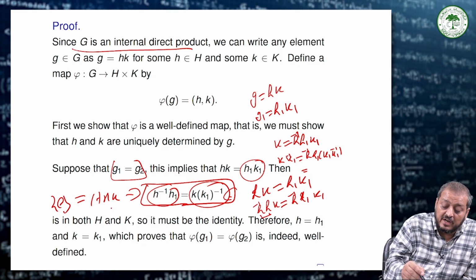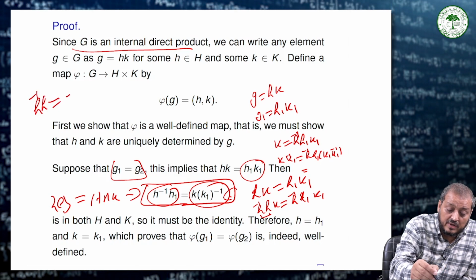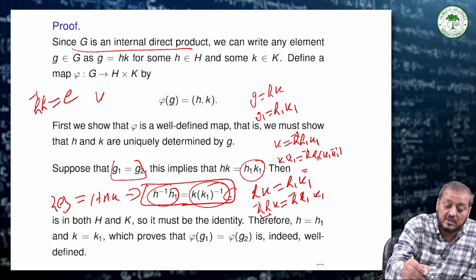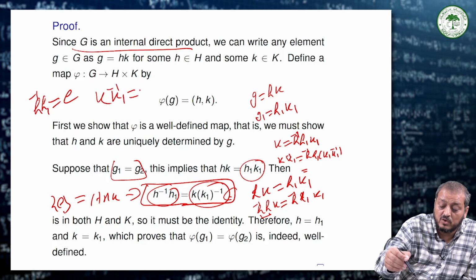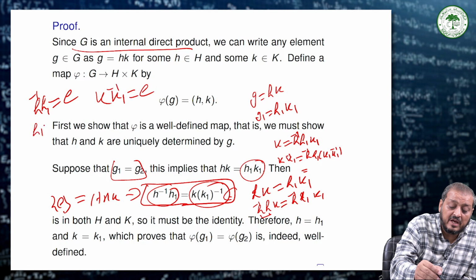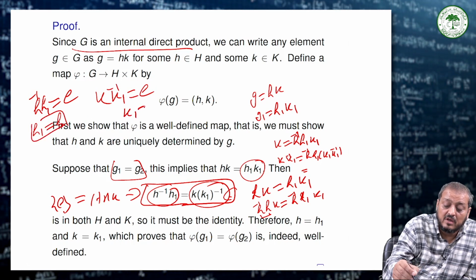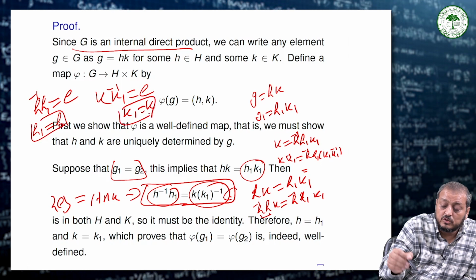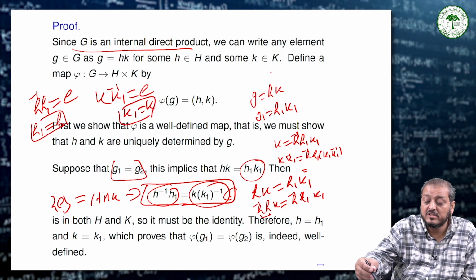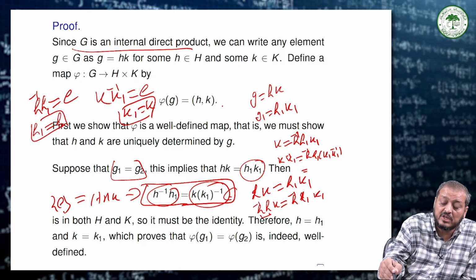So if this is identity, we can say that H inverse H1 is equal to identity, and we also say that K into K1 inverse is equal to identity. Now if this is identity, then H1 is equal to H, and from here we also have K1 is equal to K. So what we get is H1 is equal to H and K1 is equal to K.